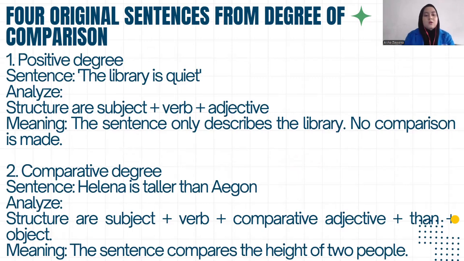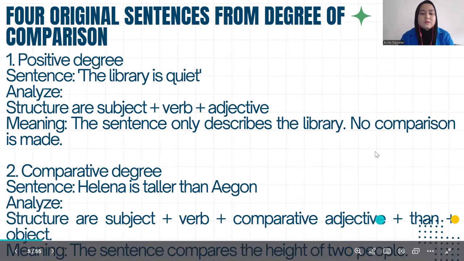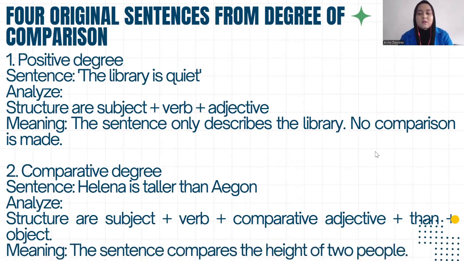Number two, comparative degree. The sentence is, Helena is taller than Egon. We can analyze it too. The structure is subject plus verb plus comparative adjective plus than plus object. The meaning is the sentence compares the height of two people.